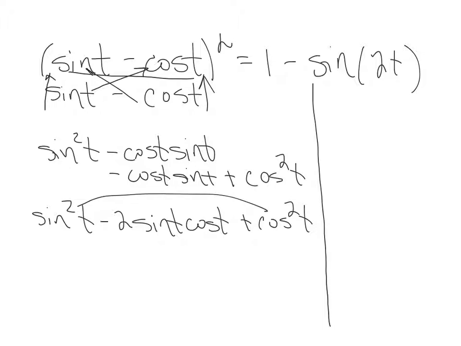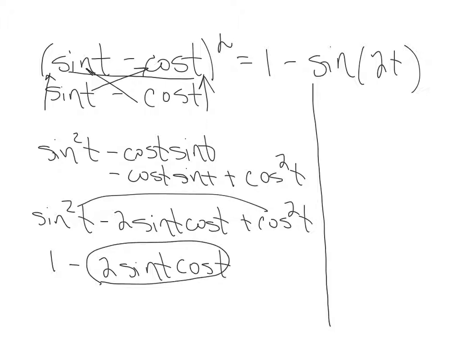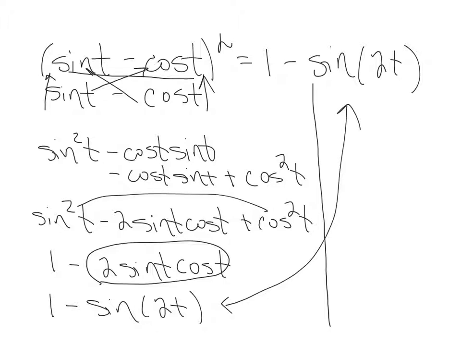Sine squared plus cosine squared is 1. And this part is the double angle formula for sine. So we now match. And that's what we're trying to do. We're trying to get them to match. So we actually do have something else to help us now do these proofs.